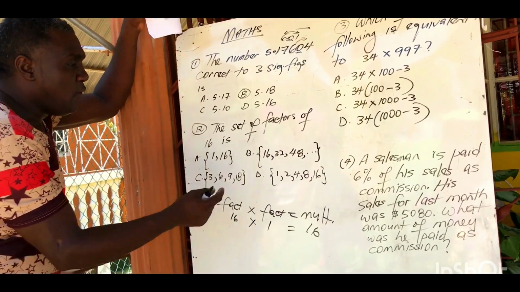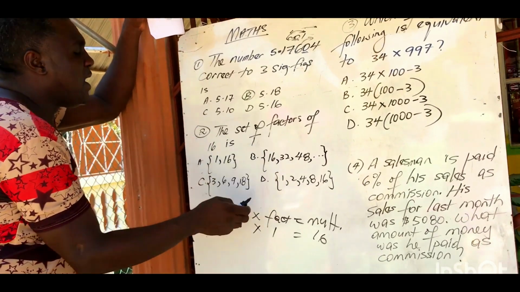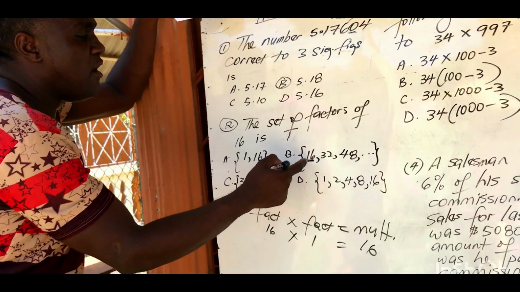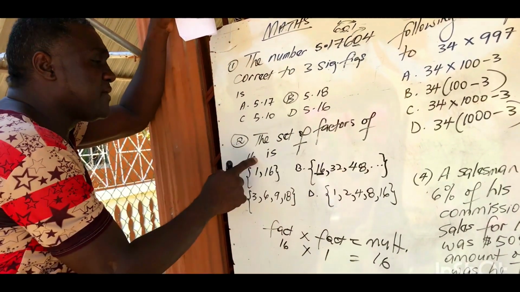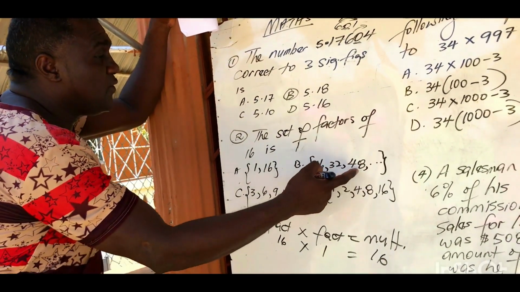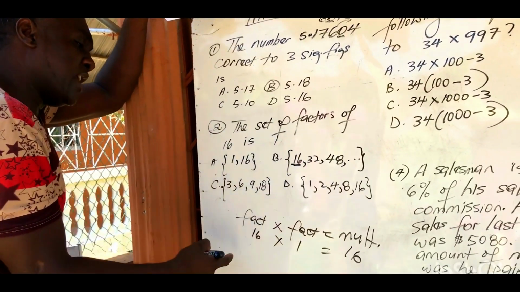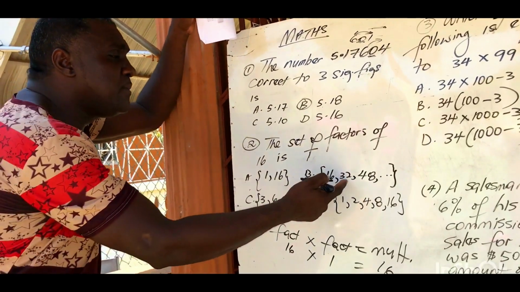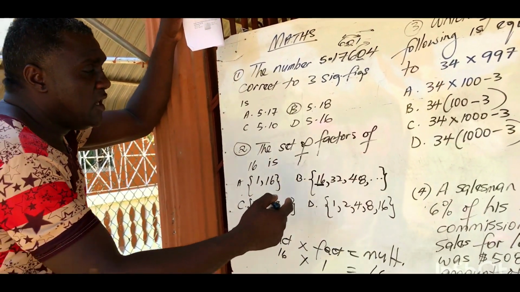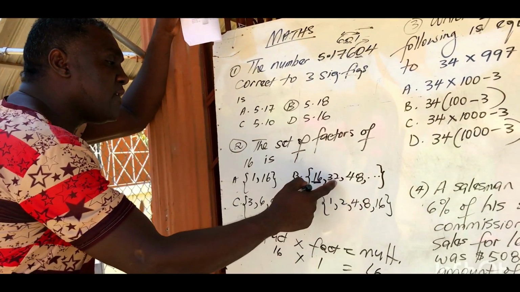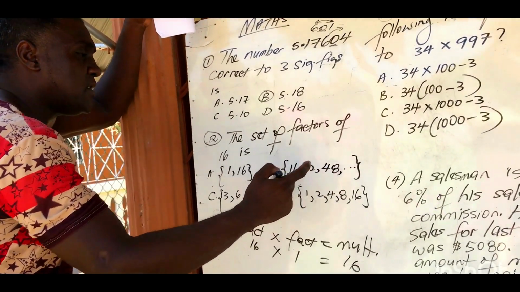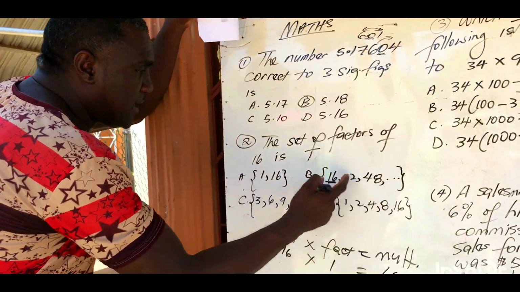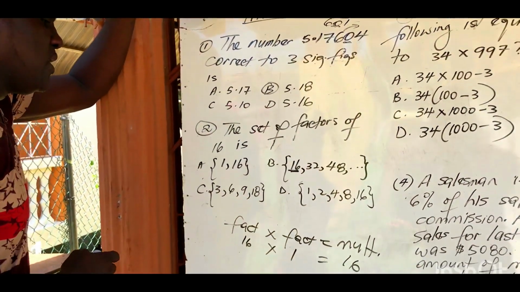Now, so if we look at B here we have 16. Yes, this element or member of this set would be a factor of 16. Unlike 32 and 48. Because 32 cannot divide exactly into 16. Because what we want are really whole number multiples and not fractions. And so what happened here is that 32, 48 are actually multiples of 16 and not factors of 16. So this cannot be our answer.